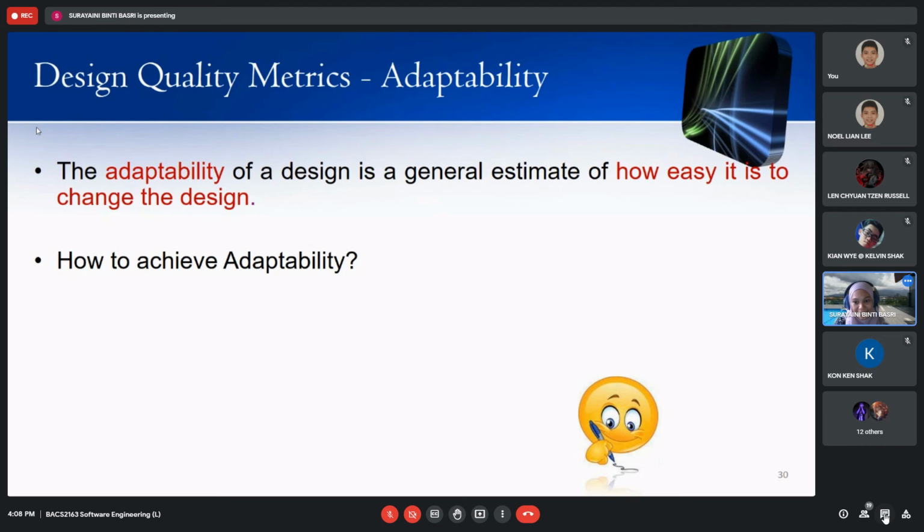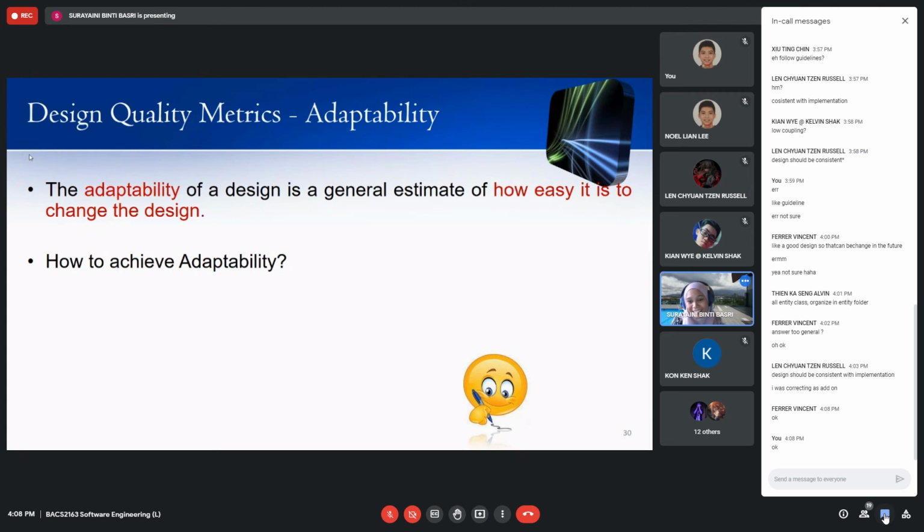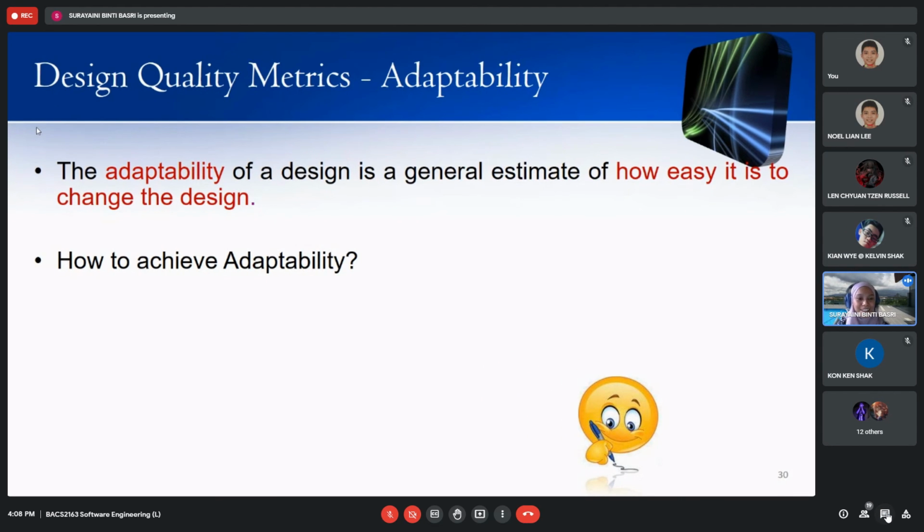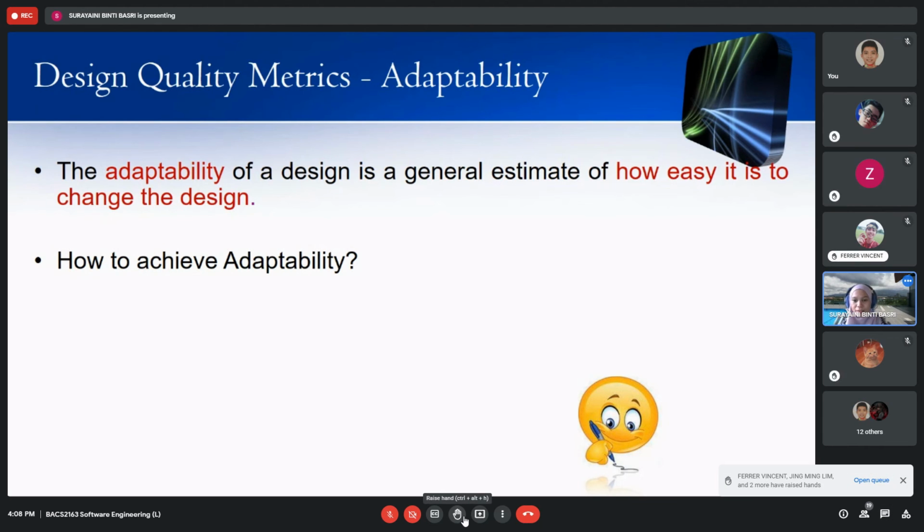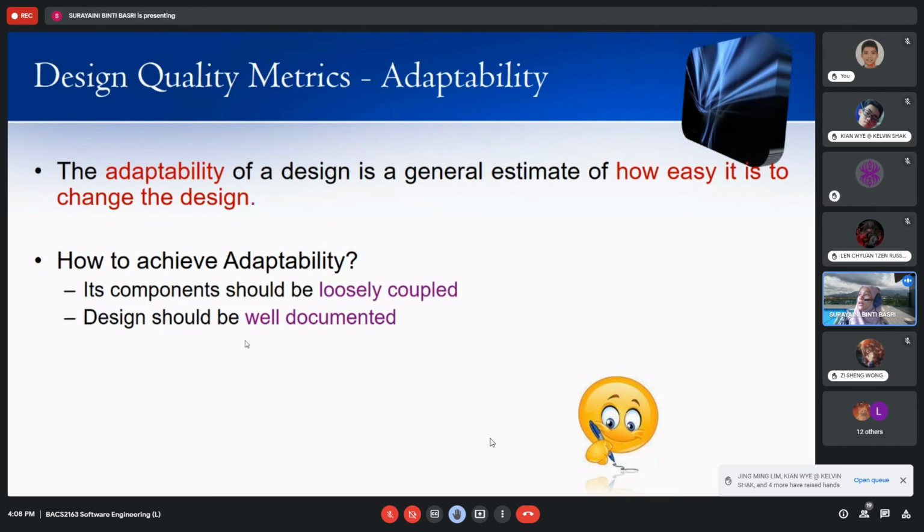Okay, so far so good. Agree or not? If no, then you can say why you do not agree. Okay, so can I have a raised hand, please? Okay, so thank you for all of your feedback. Okay, so we proceed. Okay, so we have done with that.